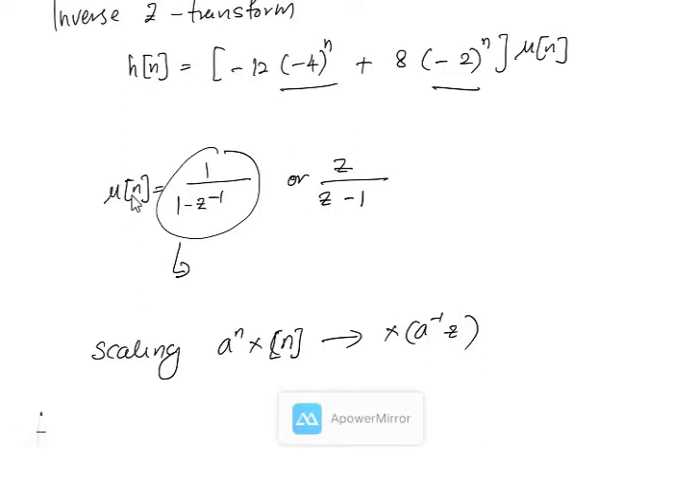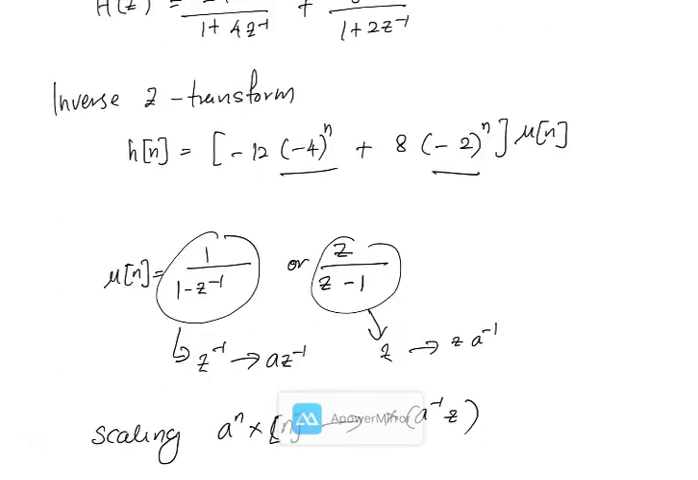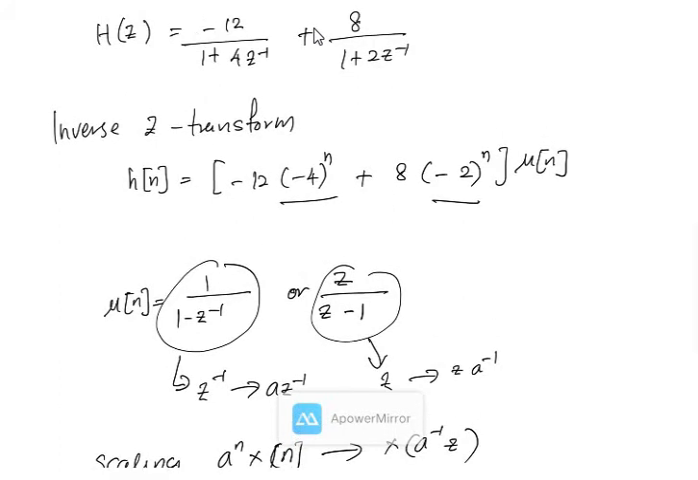And for the u[n], the Z transform of u[n], you can use 1 over 1 minus z inverse. For the scaling one, you substitute the z inverse with a z inverse. And for this one, z over z minus 1, you need to substitute the z with z a inverse. Now you compare this value with the answer that you obtained.